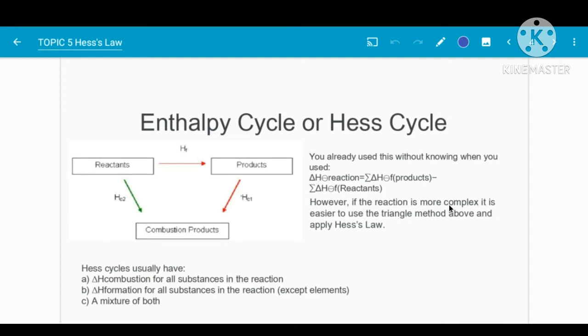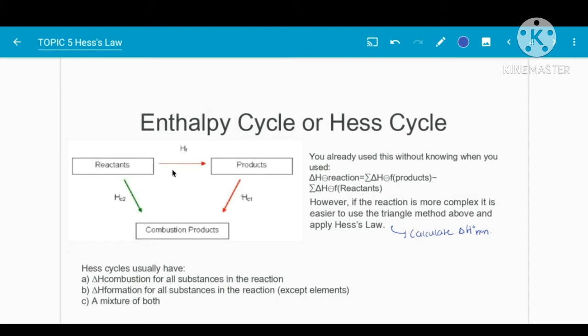But for a complex chemical reaction that has a few series of chemical reactions, we have to use Hess's law to calculate the standard enthalpy change of reaction. We cannot use the formula of enthalpy change of formation or enthalpy change of combustion. This is a complex reaction that is made up of more than one series of chemical reactions. That's why we have to use Hess's law.